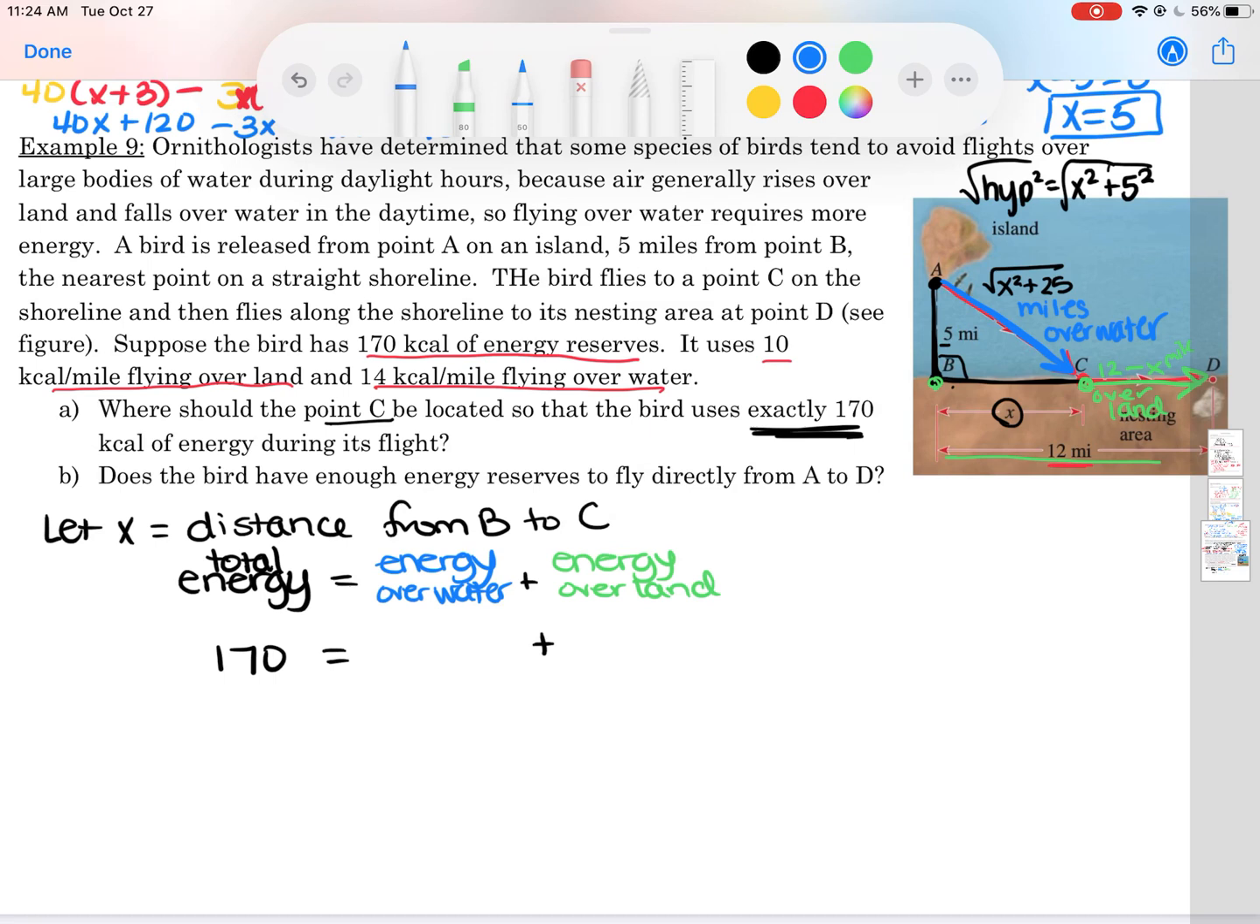Well, we know that over water, it's going to take 14 kilocalories per mile. So that would be 14 kilocal per mile, and we're going to multiply that by the number of miles. So it's the square root of X squared plus 25 miles. Oops, I'm running out of space here.